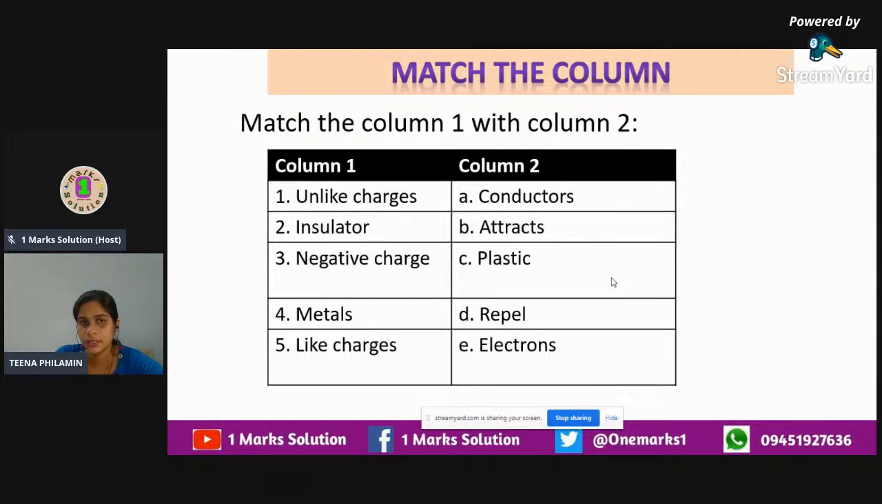Then fourth one is metals. Metals are good conductors of heat and electricity. So the metals can be matched with conductors of column 2. Then fifth one is like charge. Like charge means equal charge, whether positive charge or negative charge. And what will happen if like charges come close to each other? They will repel each other. Therefore, like charge can be matched with repel of column 2.